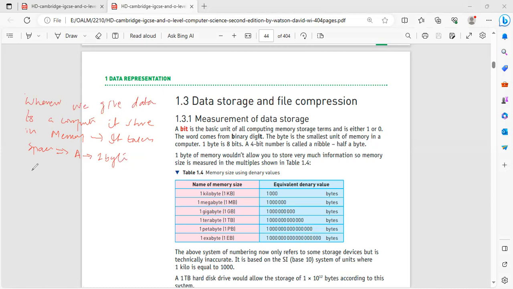And 1 byte is equal to 8 bits. Remember, 8 bits equal 1 byte. Okay, this point is clear. Whenever you give data, any kind of character, like capital A to Z, small a to z, 0 to 9, any other character, the computer will take a space, and that space must be measured. So we need to measure how much file size a computer will produce.